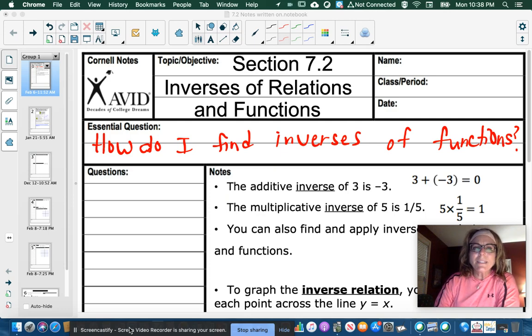Section 7.2, Inverses of Relations and Functions. The essential question: how do I find inverses of functions? So let's review a few things here.